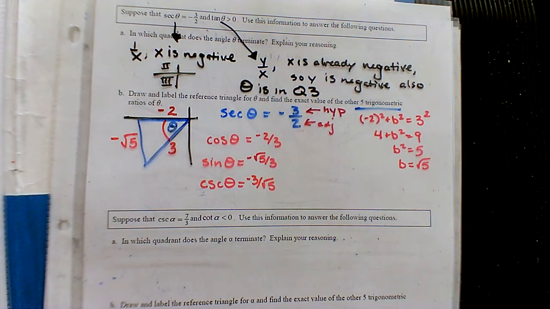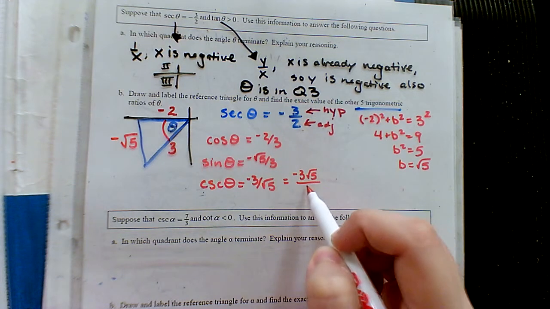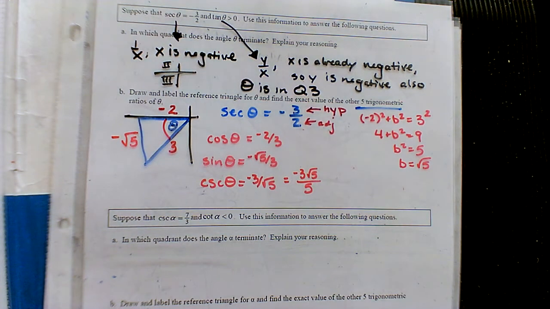But notice how that puts a square root in the denominator. So we can get rid of it. Multiply square root of 5 up top, square root of 5 down below. We'd have negative 3 square root of 5 over 5.